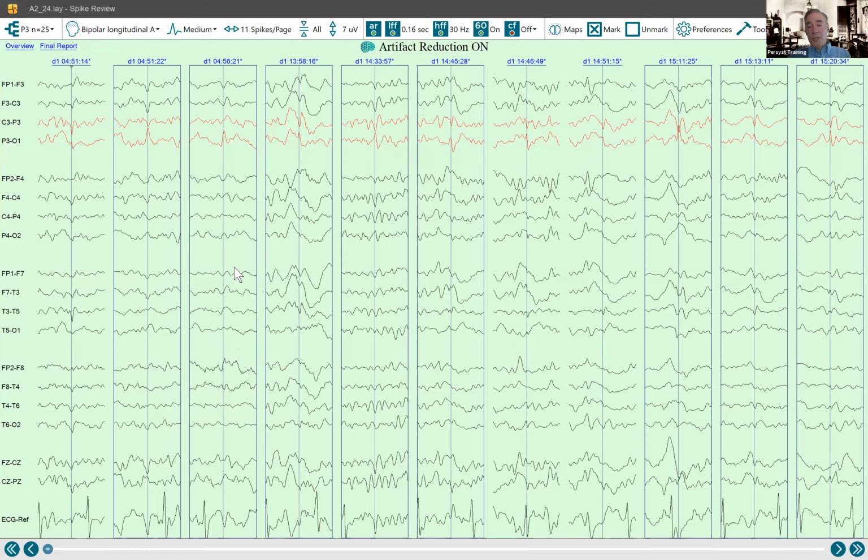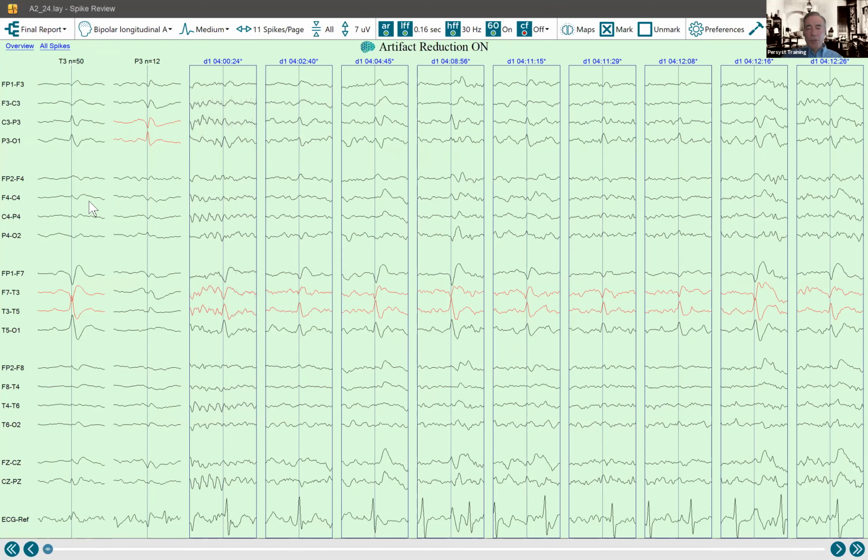And here, since it's separating them by spike foci, then we can see each one of these individuals here. And you could decide if you want to keep any of these by putting a box around them. Again, you can go to the underlying EEG just by clicking that hyperlink up at the top. Now, once we've done that, we can go to our final report once we've reviewed our spike groups and decided what we want to do.